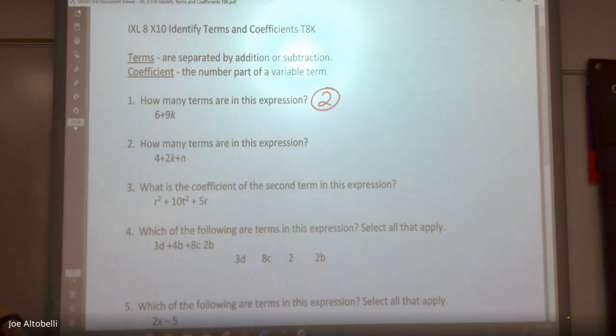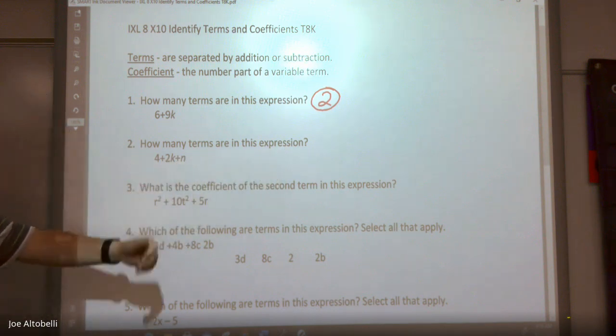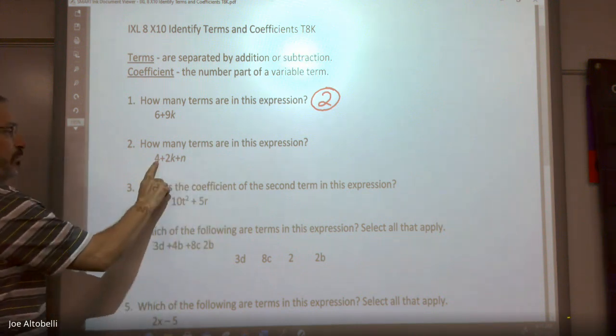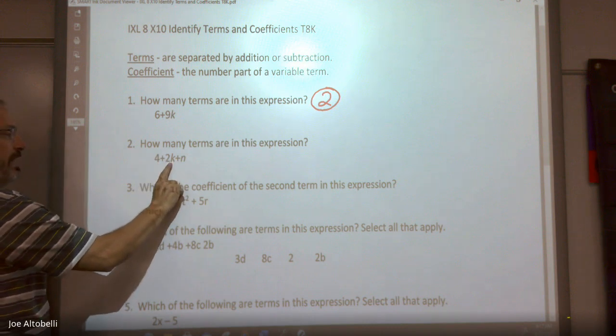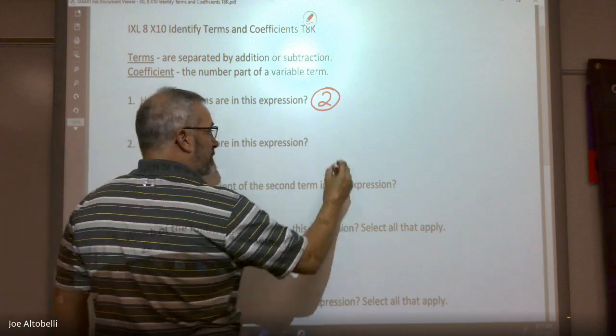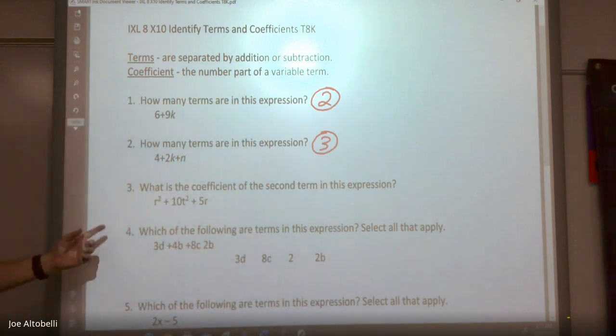Number 2, it's asking how many terms are in the expression. Three. We have the 4, the 2K, and the N. So there are 3 terms in the expression.